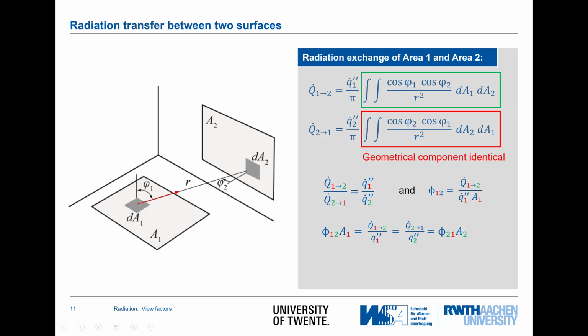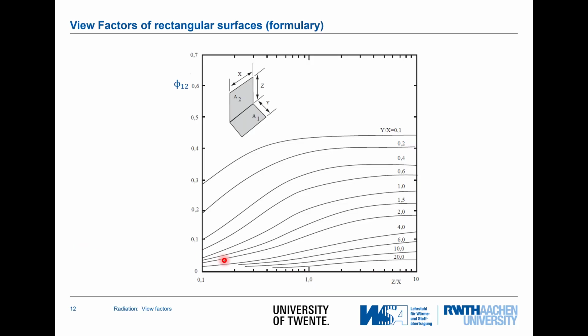So there's kind of the symmetry which is called the reciprocal rule, and often we will use that if we know phi 2 1 but don't know this one here. We bring the area on the other side and calculate phi 1 2. Now let me use the laser pointer again.